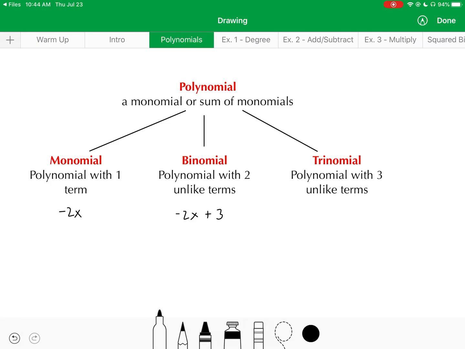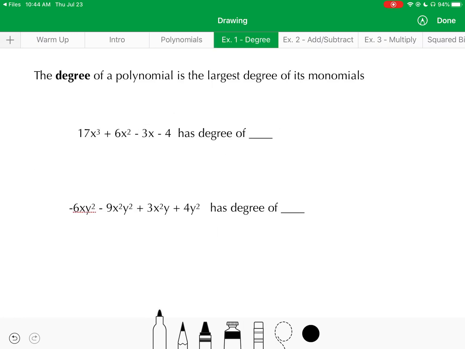And then a trinomial would be a polynomial with three unlike terms. Let's say I take the binomial of negative 2x plus 3 and I add to it x squared. Now I have a trinomial, okay? Now, the degree of a polynomial is going to be a little bit different to find than how we found the degree of a monomial, okay?